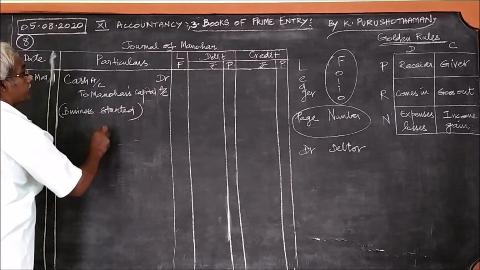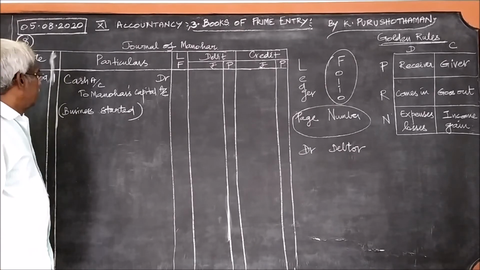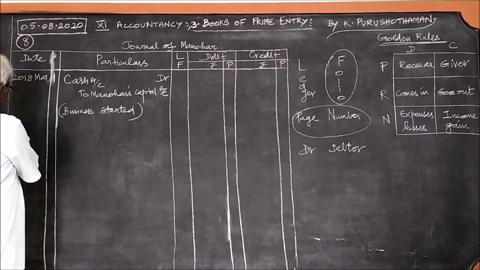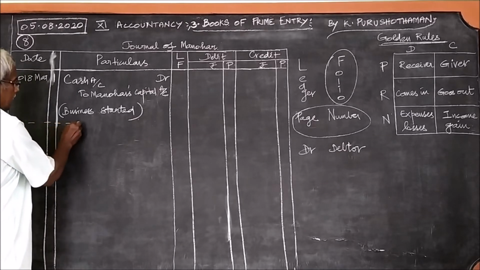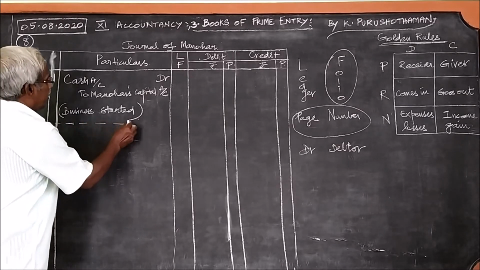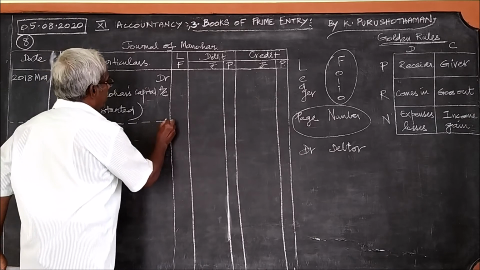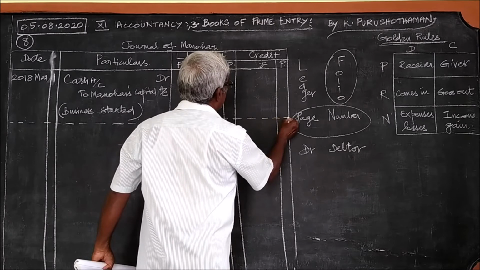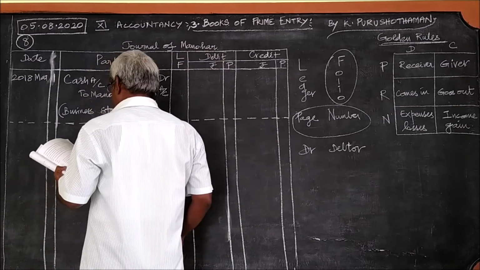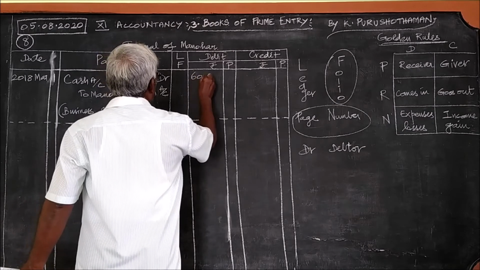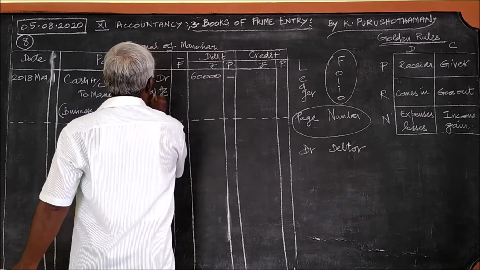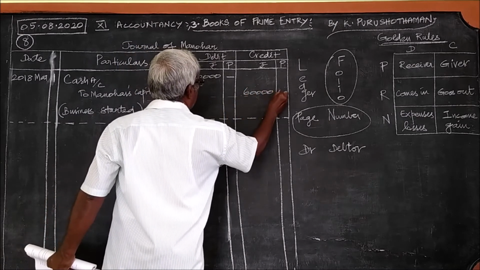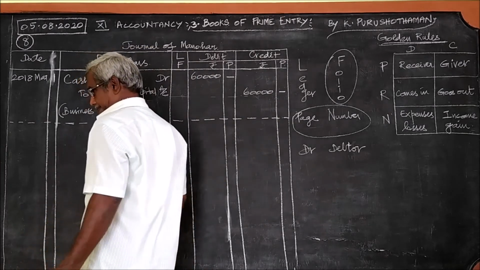Business started. And we should write the same amount for debit and credit. What is the amount given there? 60,000. And the credit line, 60,000. This is the journal entry.